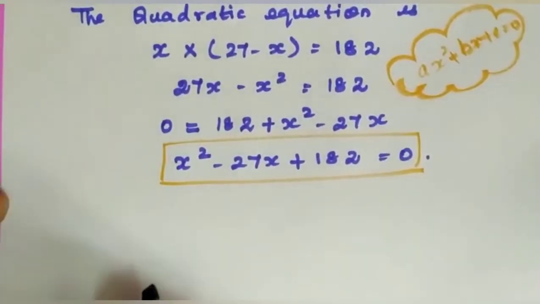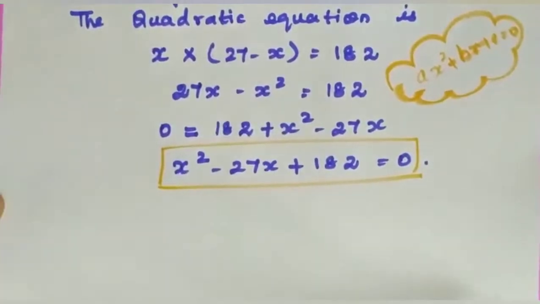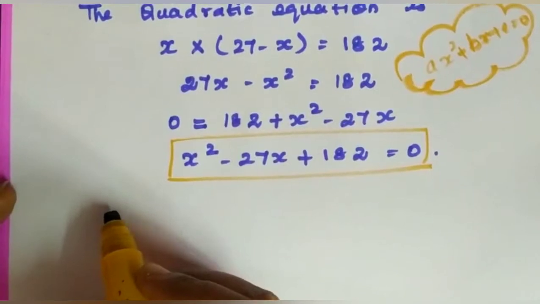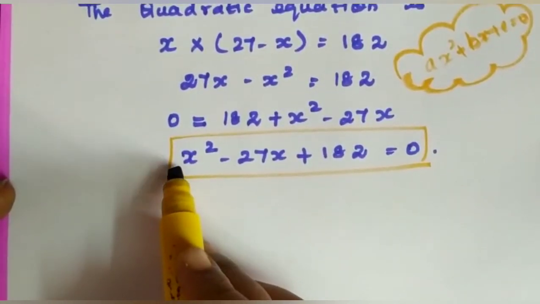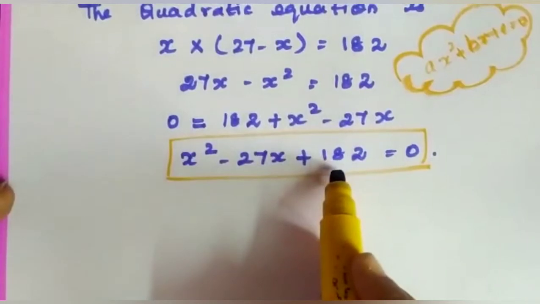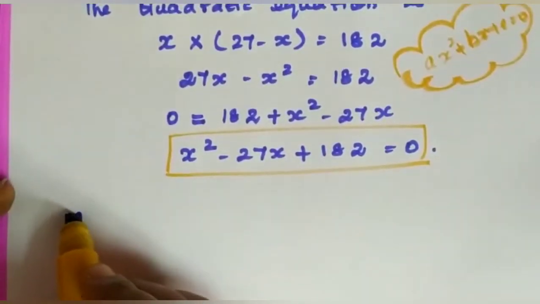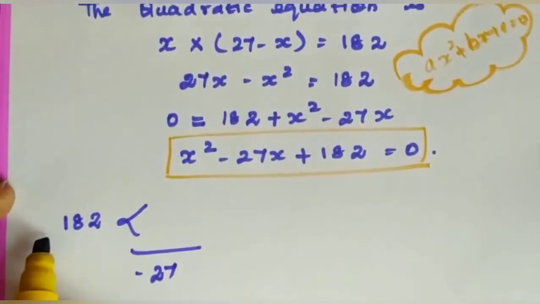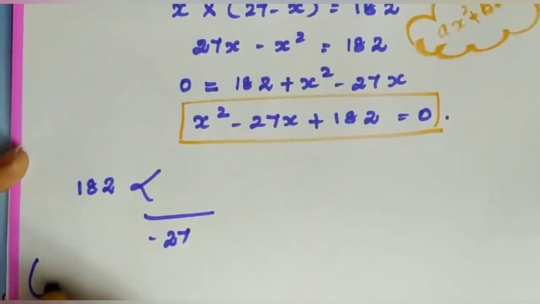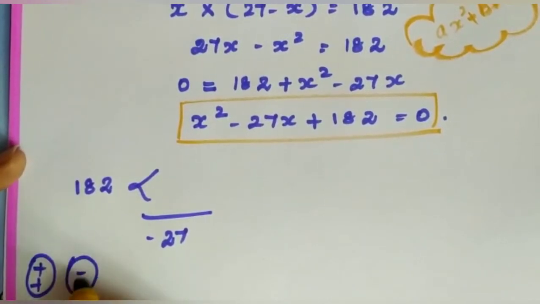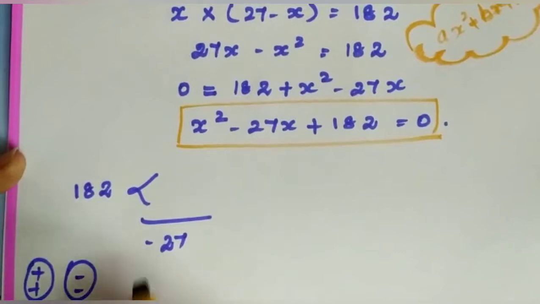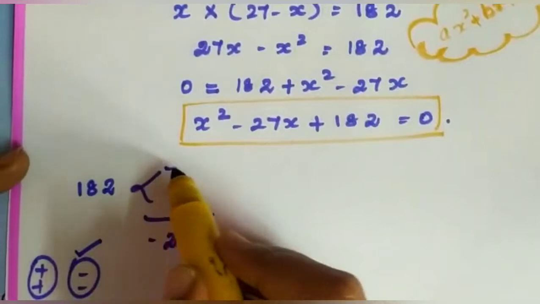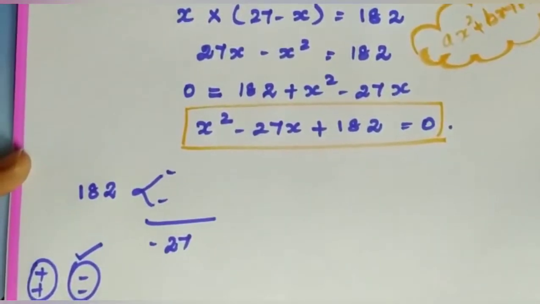Okay. Next we have to find the value of x. How we can find the value of x? By using the factorization method. How to factorize? You have to multiply the first coefficient with the last constant, 182 and 27. Here I have positive, so I will have two options. Both must be positive or both must be negative. I have negative sign here, so I have to choose this one. Both must be negative.